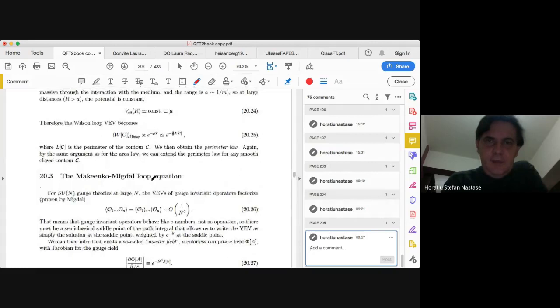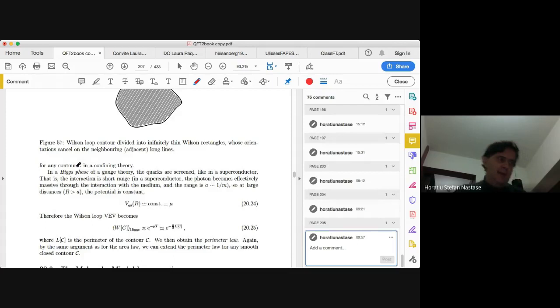So now the VEV of the Wilson loop is proportional to e to the minus a constant, mu over 2, times the perimeter of the loop. This is called the perimeter law. Now, by the same argument as for the area law, I can extend the perimeter law to any smooth closed contour C. Again, the argument I gave is not entirely rigorous, but we can make it rigorous.